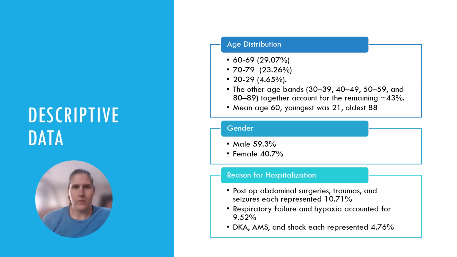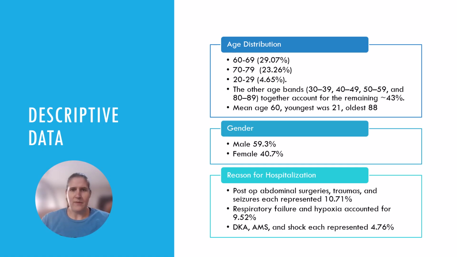A power analysis was conducted to assess the study's ability to detect true effects given the sample size and observed outcomes. The age distribution of patients in the study revealed that the largest group was aged 60 to 69. The following was those between 70 and 79 years old, and the smallest representation was those who were 20 to 29. The other age groups were fairly evenly distributed, including a diverse range of ages within the population. The mean age of participants was 60, the youngest patient was 21, and the oldest was 88.